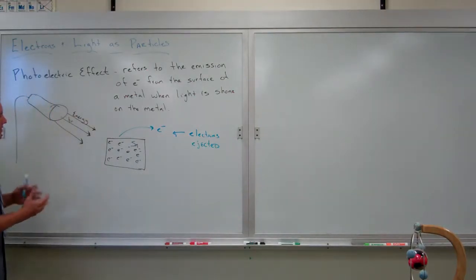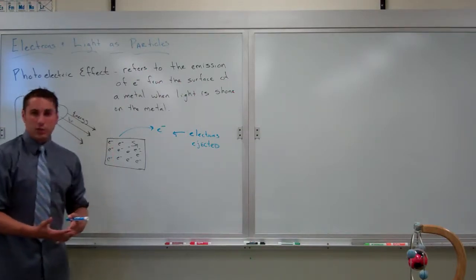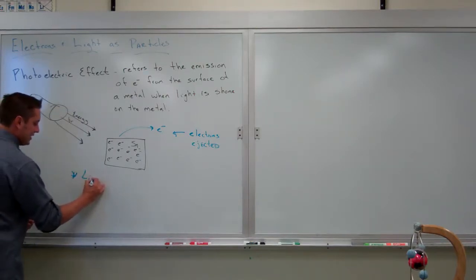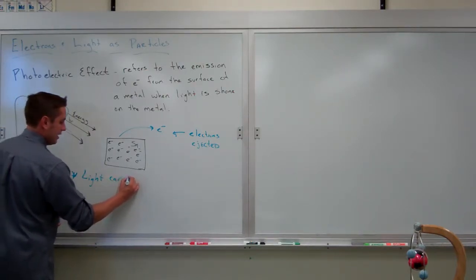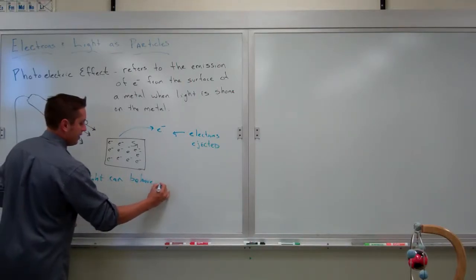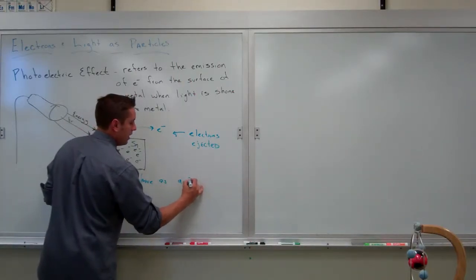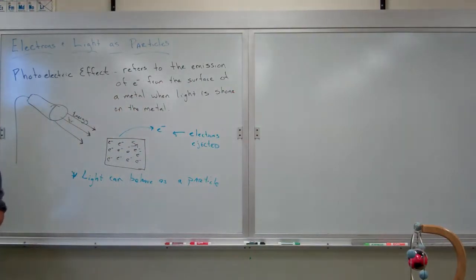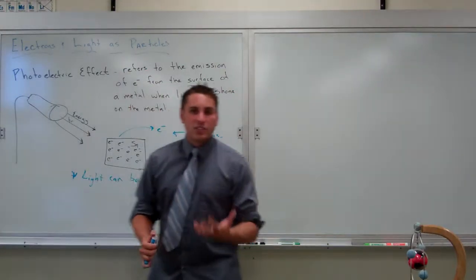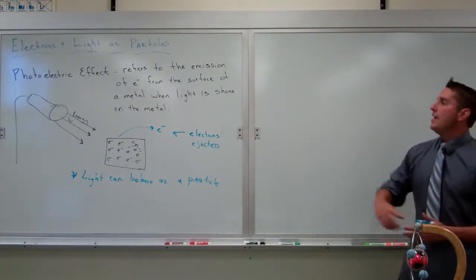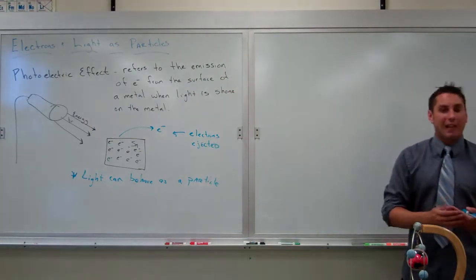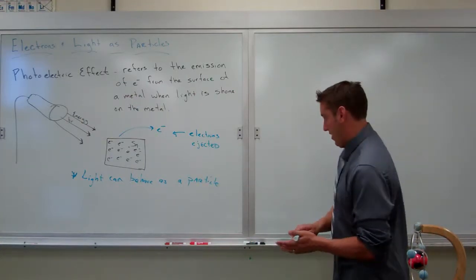So they needed to explain why light was able to do that, and the only logical conclusion was that light can behave as a particle. And if light is able to behave as a particle and as a wave, why is it that electrons cannot do the same thing?